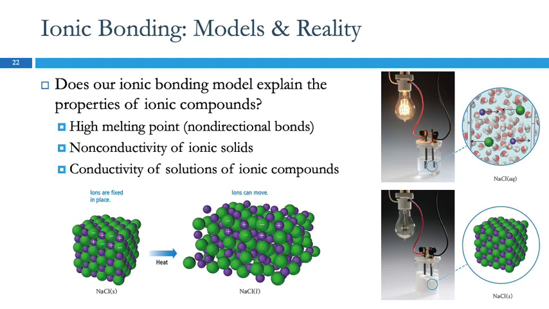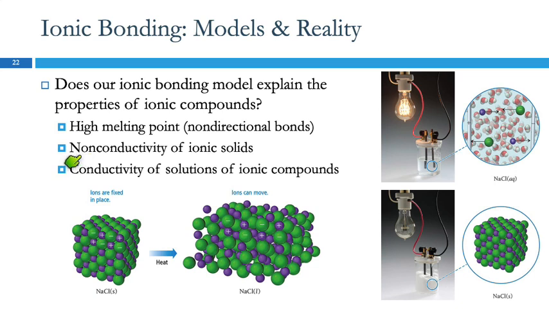So, does the bonding model explain our observations of properties of ionic compounds? Thankfully, yes, it does. We observe that ionic compounds have high melting points, and we can explain this because they have non-directional bonds. So in this solid, we have attraction between positive and negative ions on the right, on the left, on the top, the bottom, the forward, and the back. So it's attracted in all different directions, and that's going to hold it together very tightly. It's going to have a high melting point.